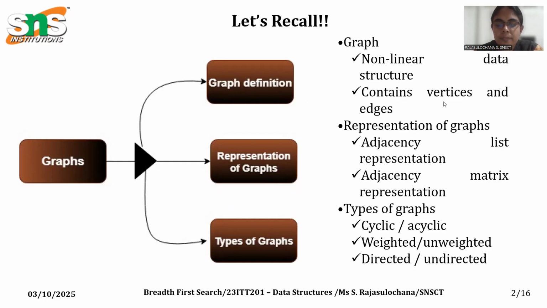So if a graph forms a cycle, it is called a cyclic graph. If there is no loop in the graph, then it is called an acyclic graph. And if each edge in the graph is associated with a cost, it is called a weighted graph. And if there is no cost, it is an unweighted graph. If an edge points to a specific direction, we call it a directed graph. And if it does not point to any specific direction, it is an undirected graph. So these are the various concepts we have seen in our previous lecture.